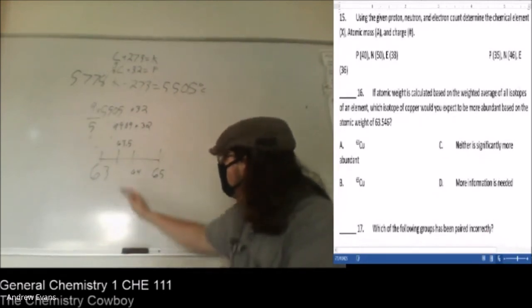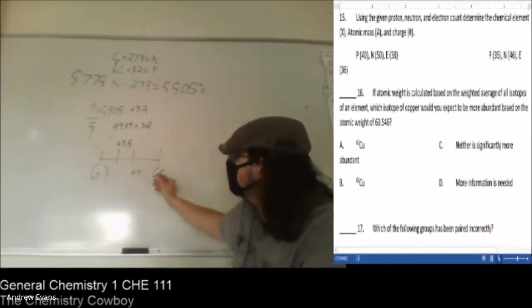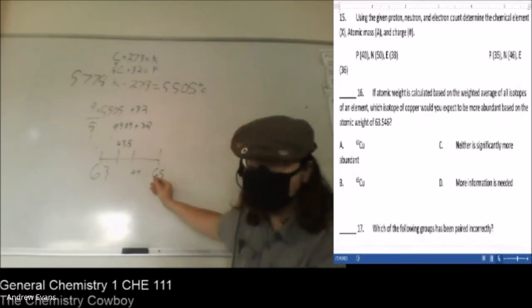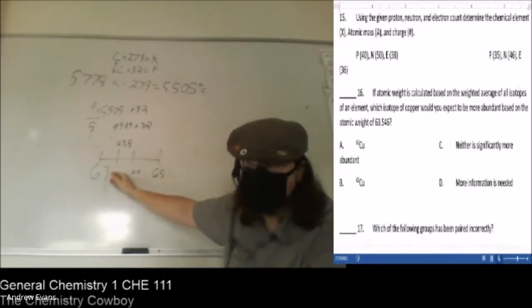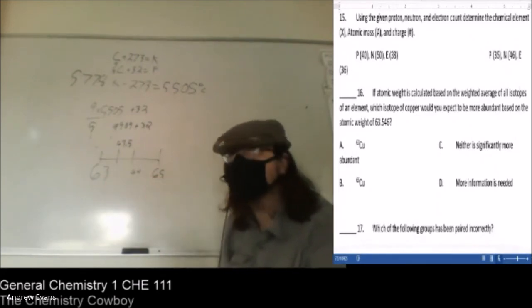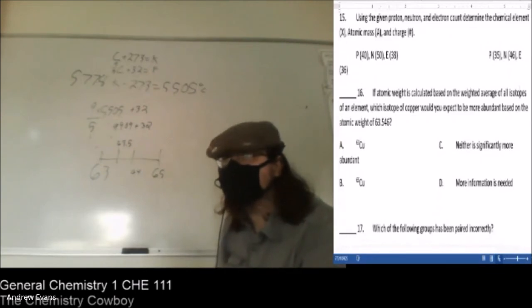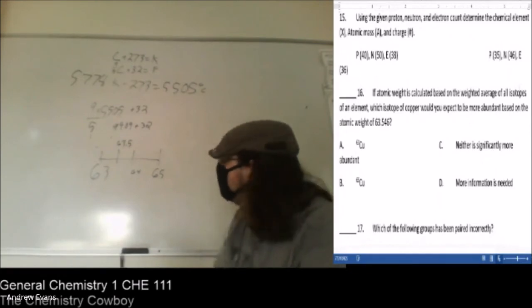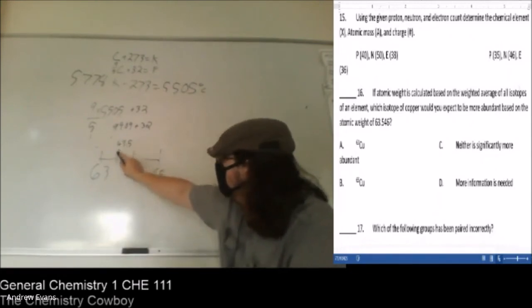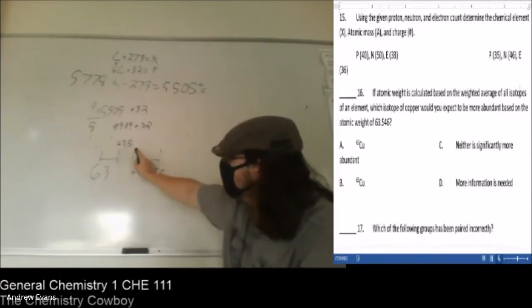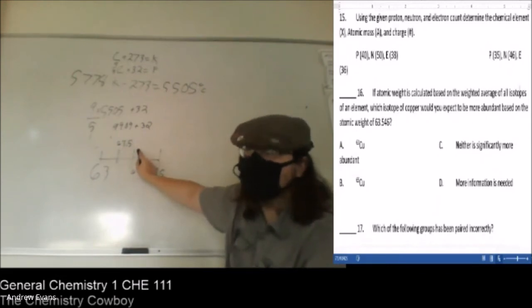Based on this, 63.5 is much closer to 63 than it is to 65. If this is a weighted average, 63 must be more abundant, because if they were equally abundant, we would have a mass around 64.